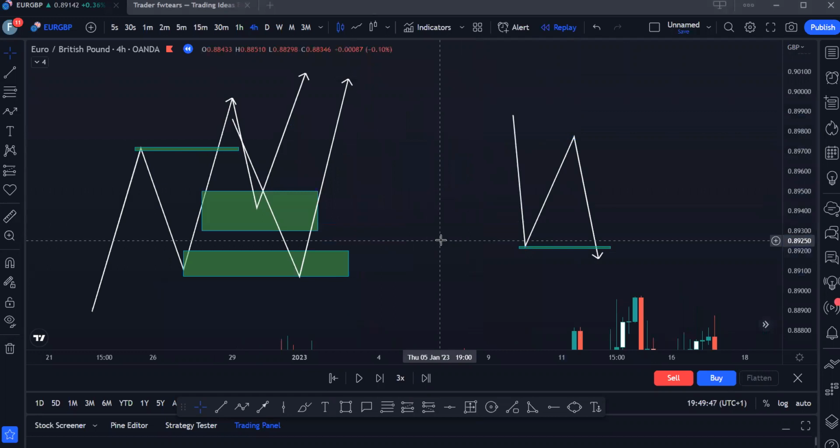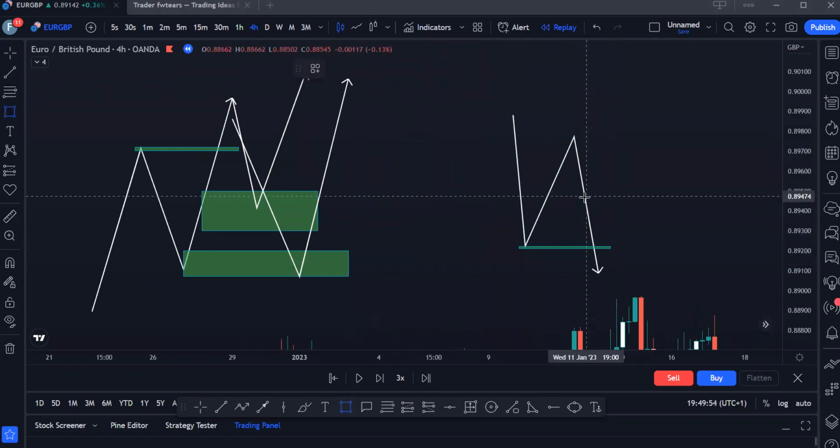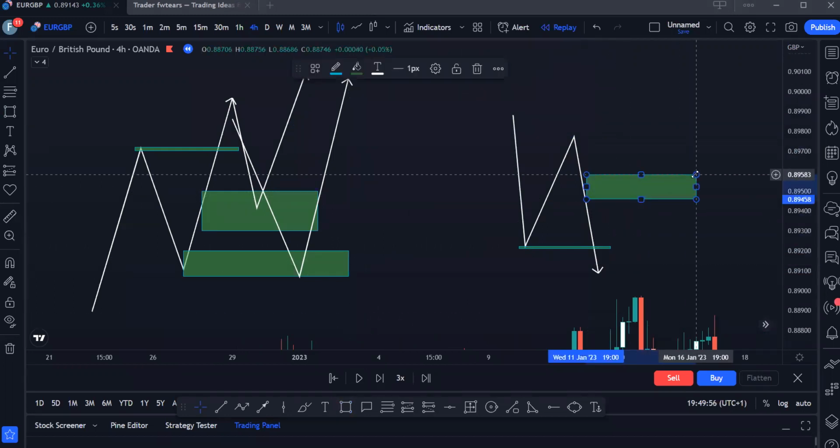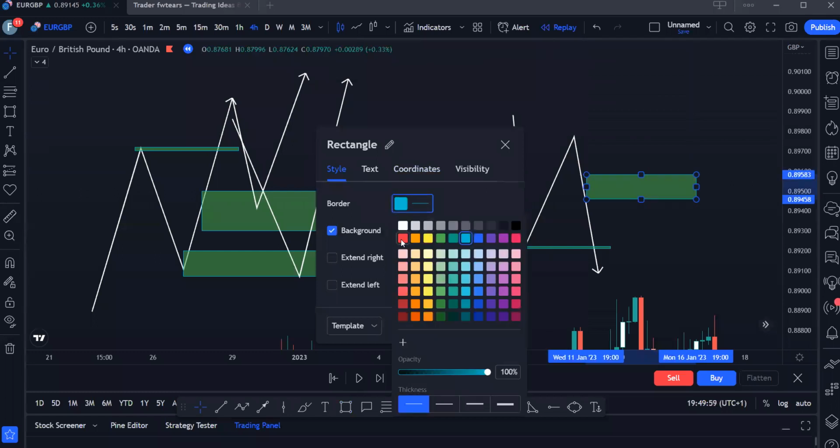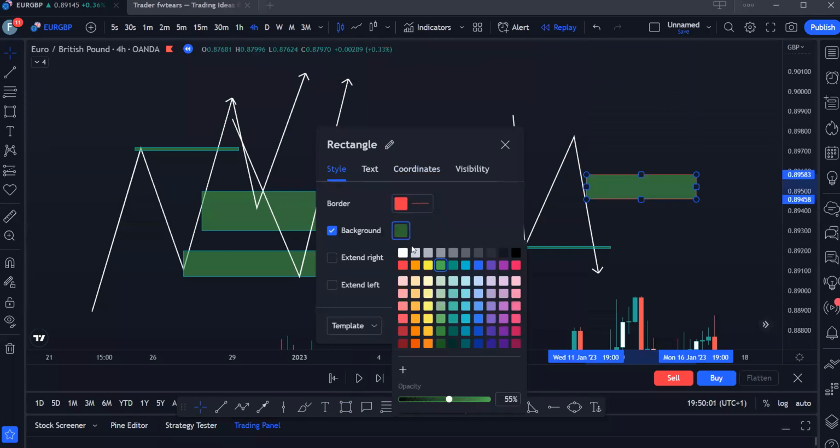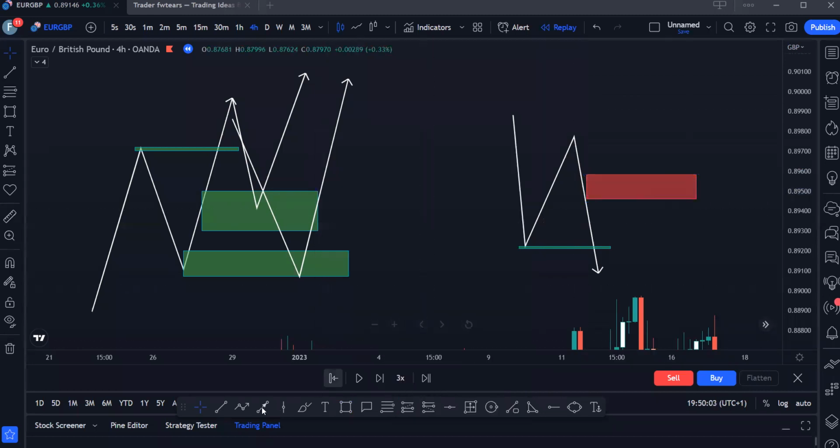When you see that price is in a downtrend, like so, you are looking for resistance. So you want price to correct into a resistance zone. When price corrects into resistance, you are looking for sells in that resistance. It's as simple as that. So that's the message I want to pass across in a nutshell.